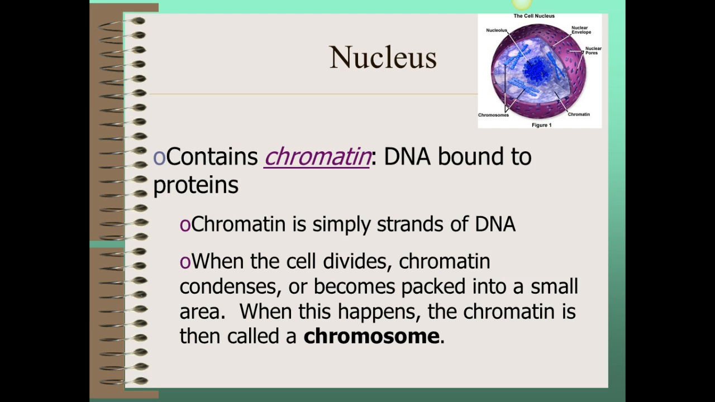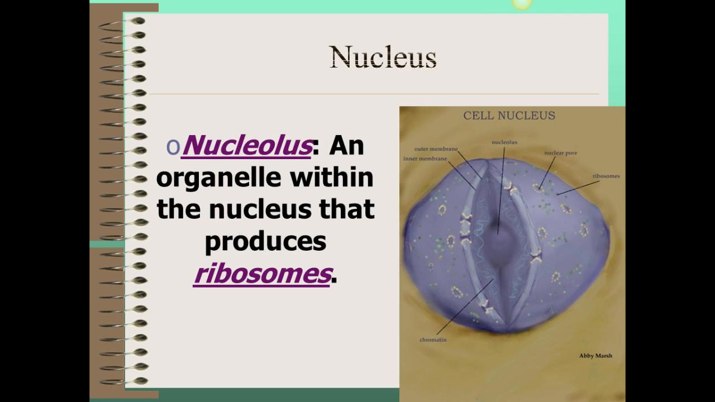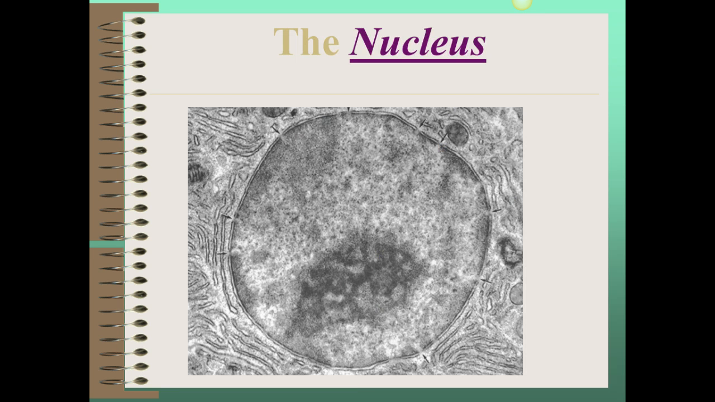Inside the nucleus, you're going to find your chromatin, which are small strands of DNA that house your genes and your chromosomes. Your chromosomes give you your character traits, your hair color, your eye color, and those traits are inherited from your parents. The nucleolus is the organelle within the nucleus, and its function is to produce ribosomes.